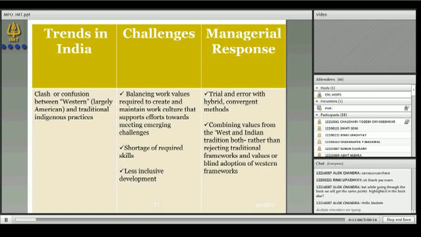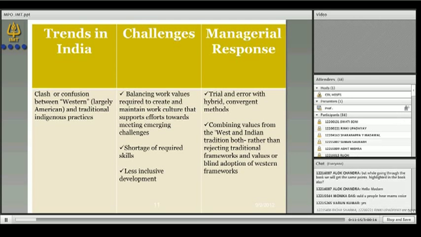The trends continue where we see a lot of confusion between Western and traditional indigenous practices. I hope I'm audible.